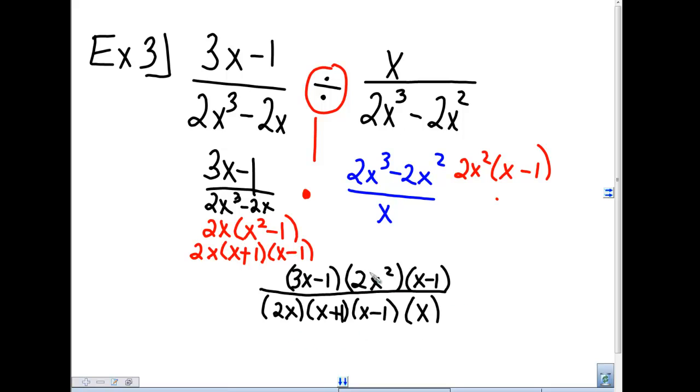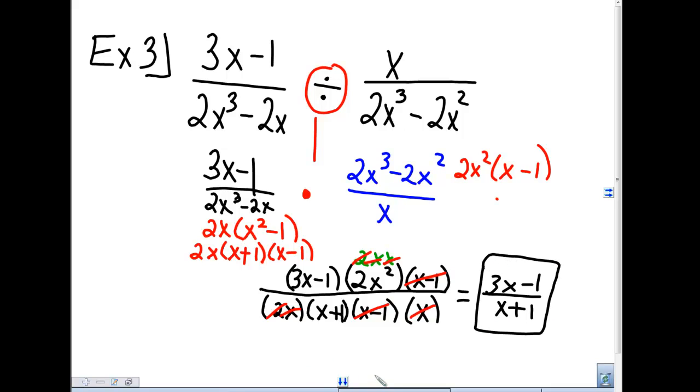Keep in mind that 2x squared is really 2 times x times x, and this will help us to completely reduce. We can see that because of the 2xx, the 2's will cancel, and each of these x's will cancel with one of the x's in the denominator. x minus 1 will cancel, and our answer is 3x minus 1 over x plus 1. This concludes the dividing flap in our foldable.